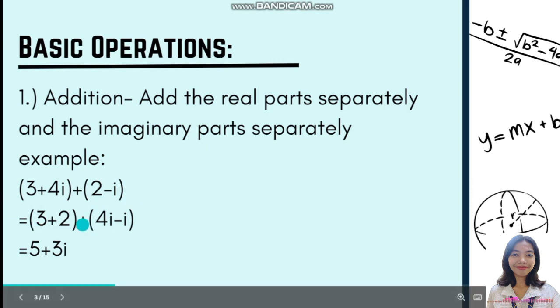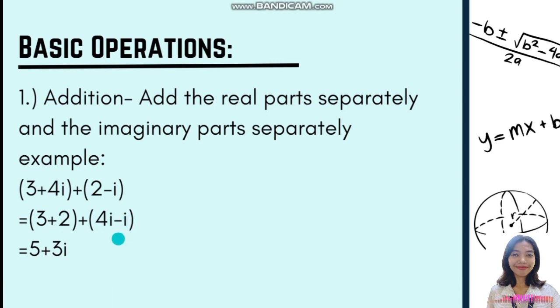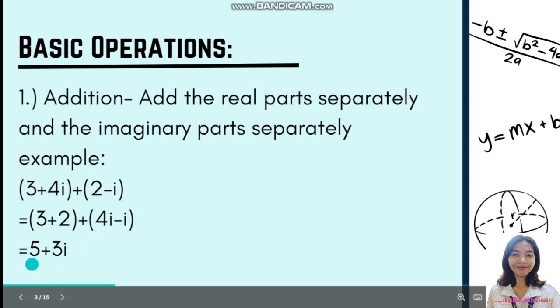So do the math. 3 plus 2 is 5. 4i minus i, then here we have an imaginary number of 1, so 4i minus i is equal to 3i. So we have 5 plus 3i as our final answer.